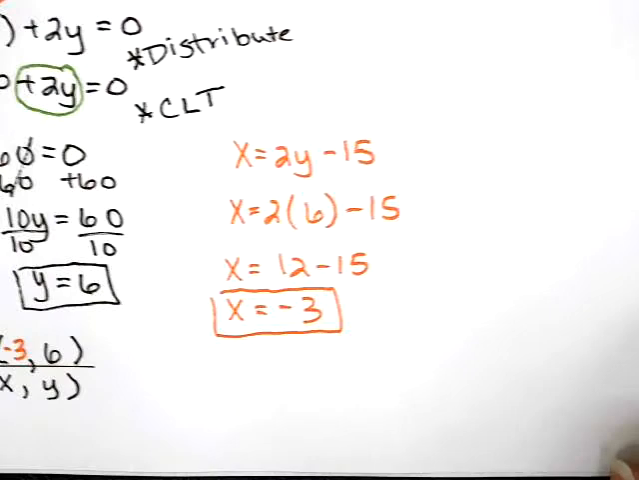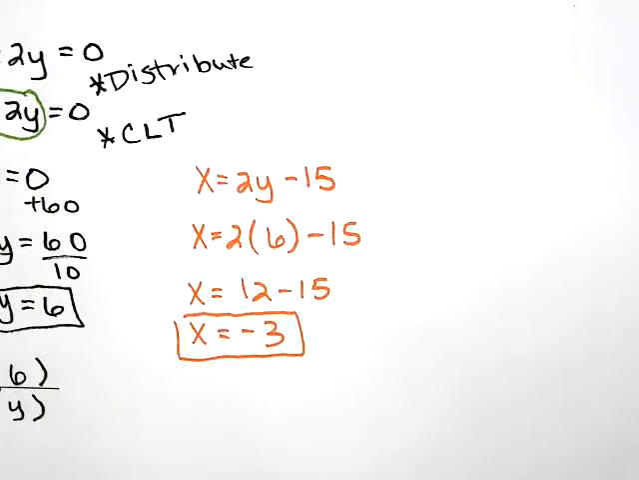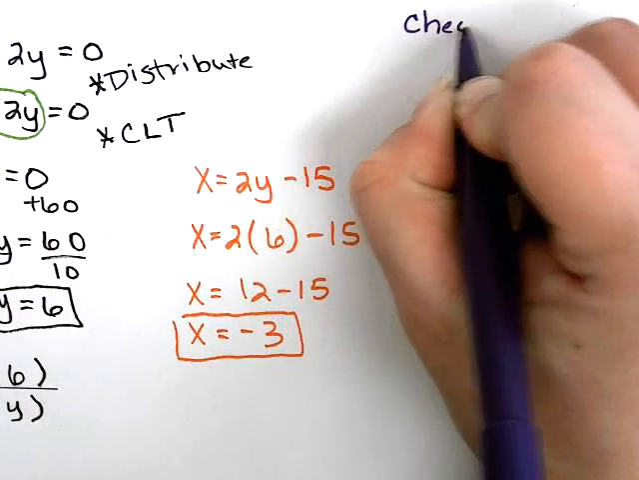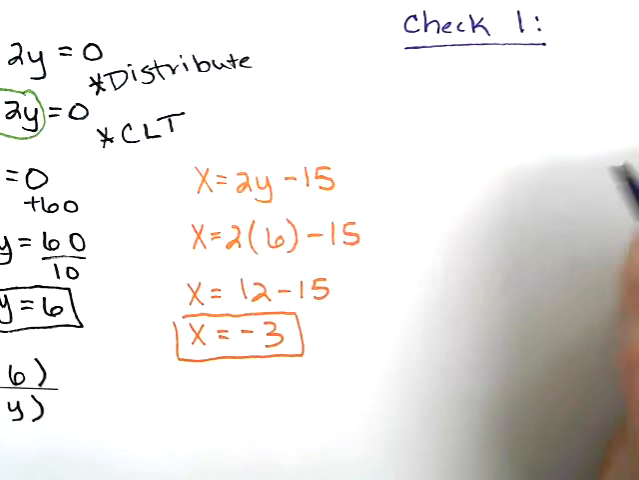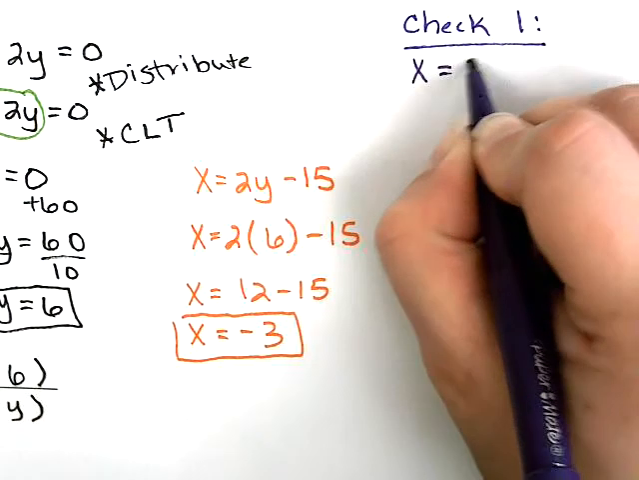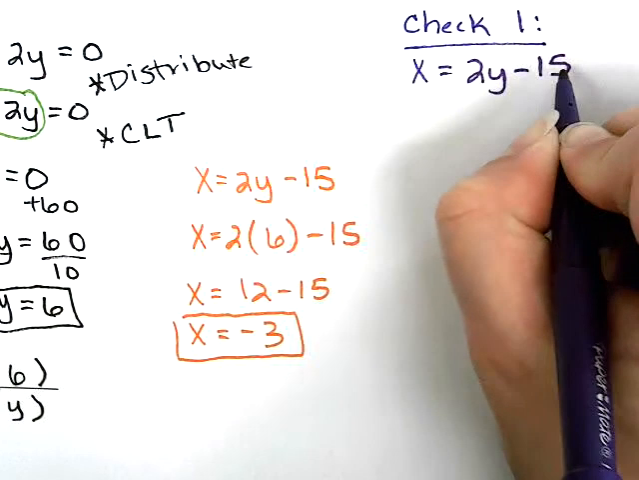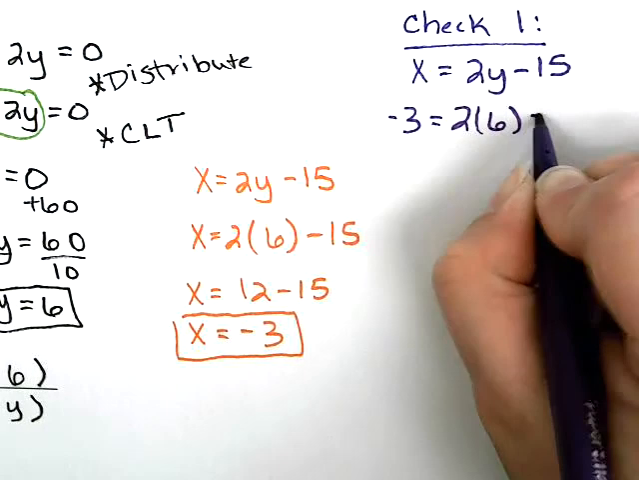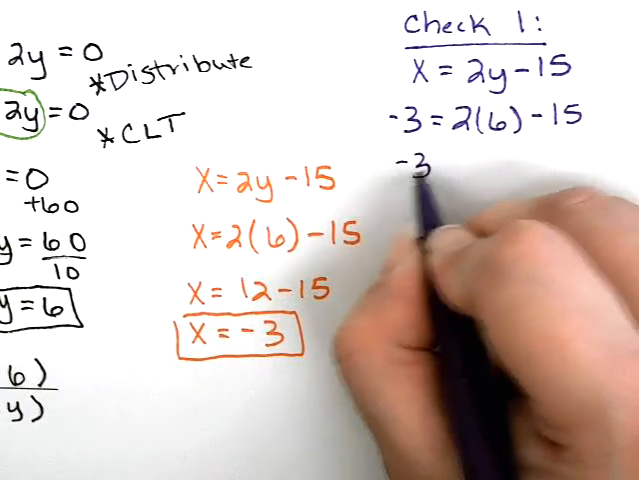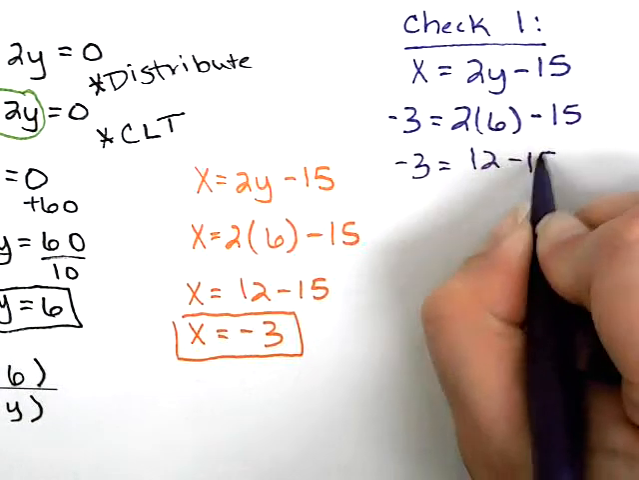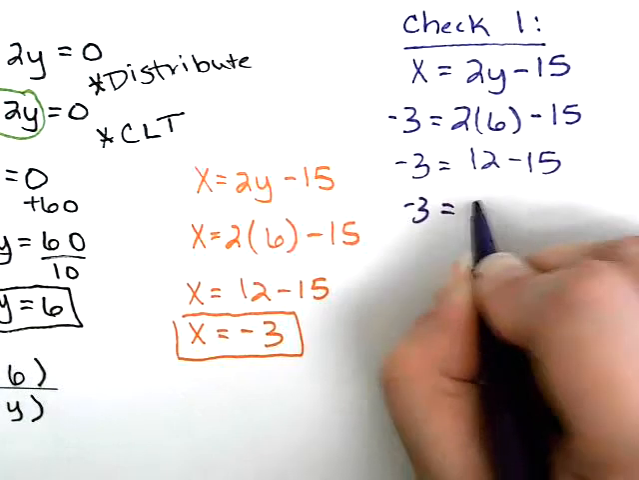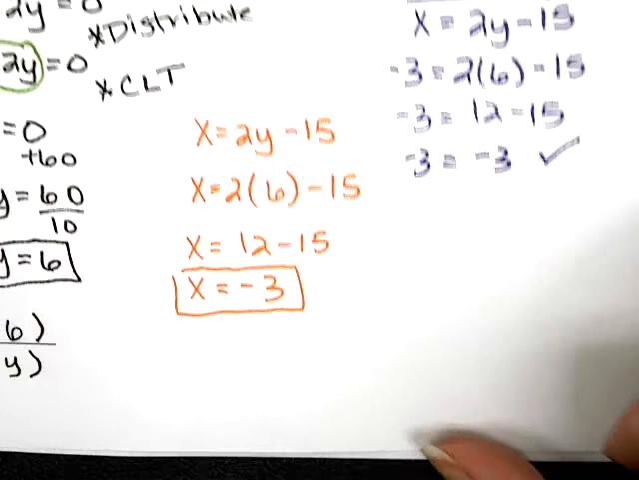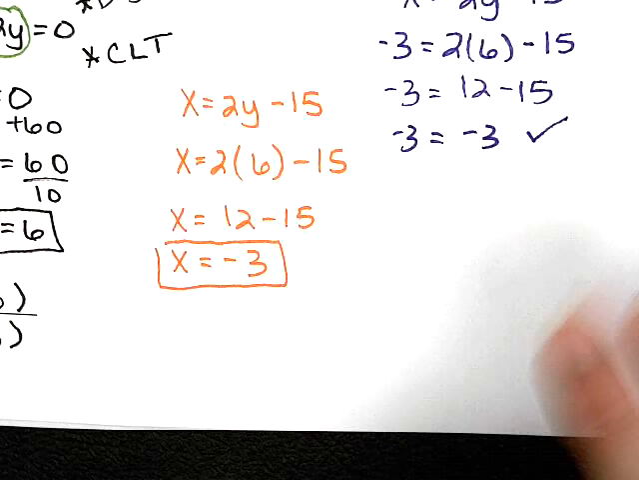So let's go over to this side here, and I'm going to write check 1, and I'm going to check it in my first equation. My first equation is x equals 2y minus 15. The x value I got was negative 3. My y value was 6. And we can just make sure that we are good here. Negative 3 equals negative 3. Cool.